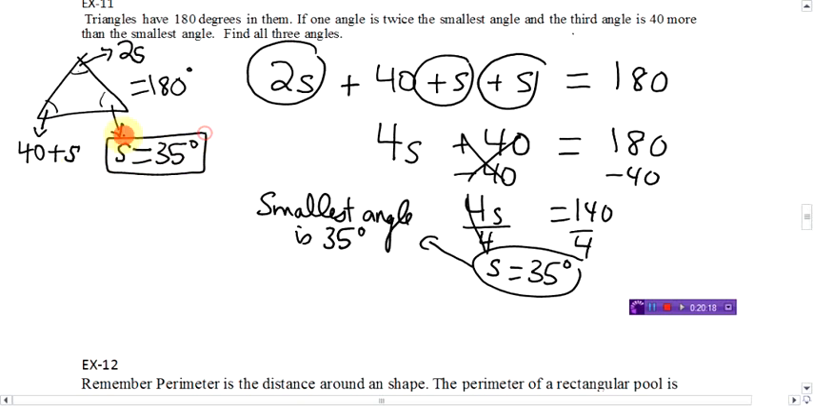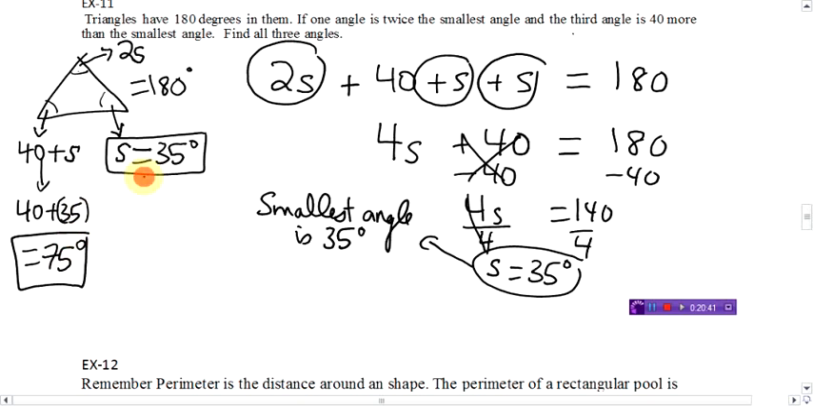How do we figure out this angle here? Well, we know this angle is 40 more than the smallest angle. Well, what is the smallest angle? 35. So to figure out this one, we just go 40 plus 35. It's like substitution from before. And that's 75 degrees. So that angle is 75 degrees.